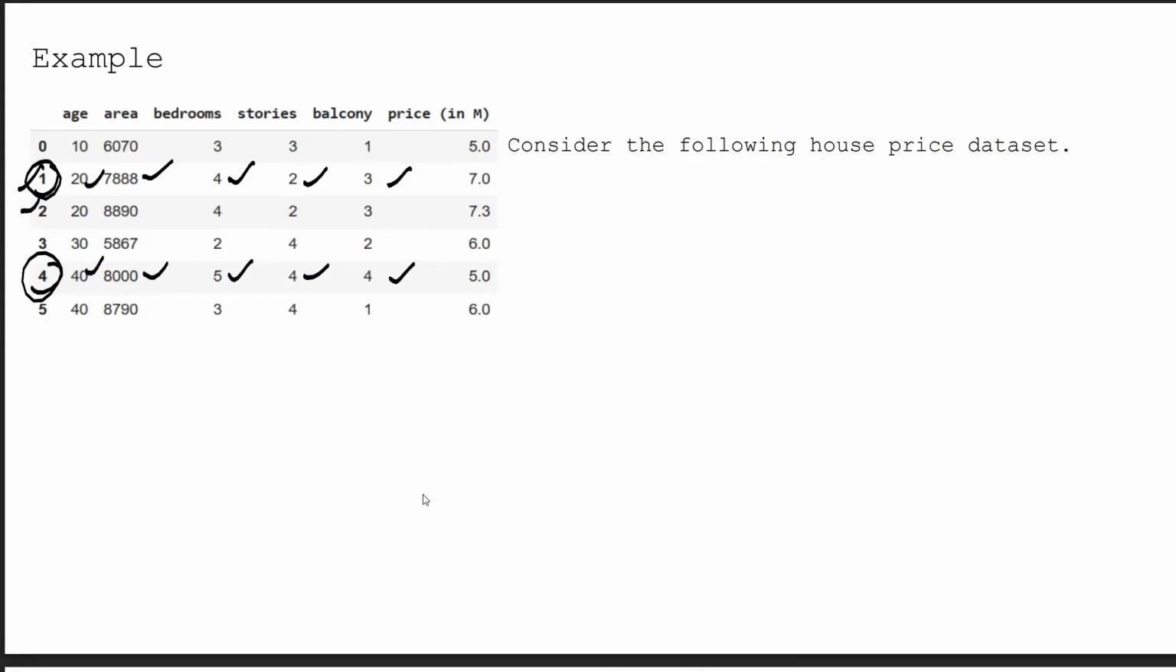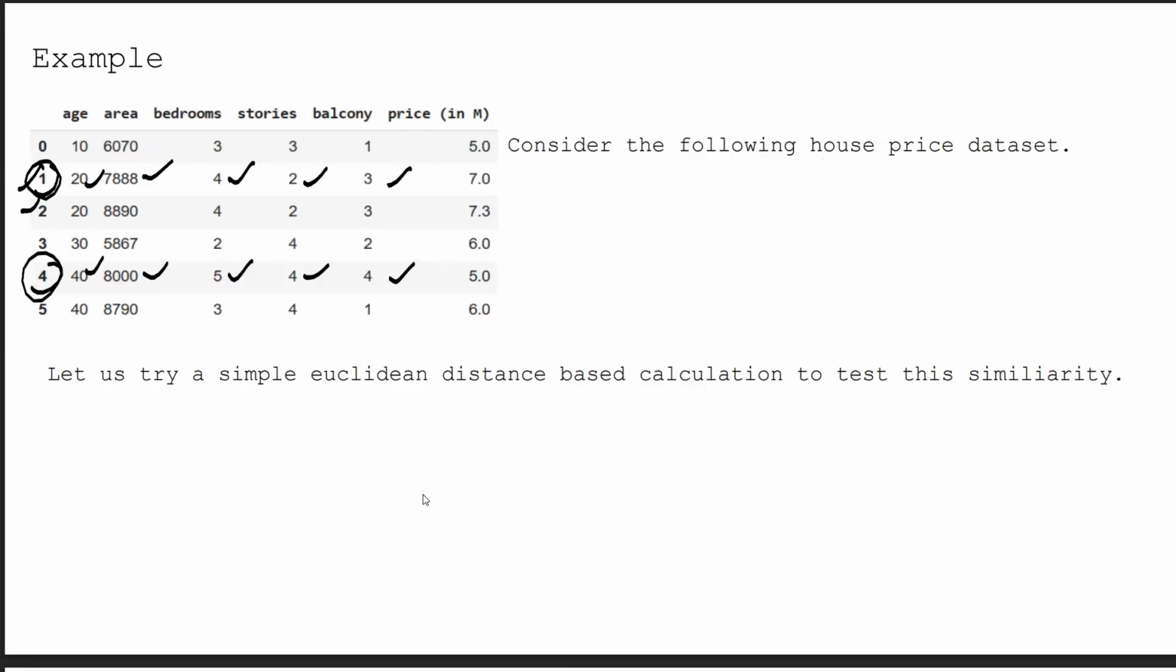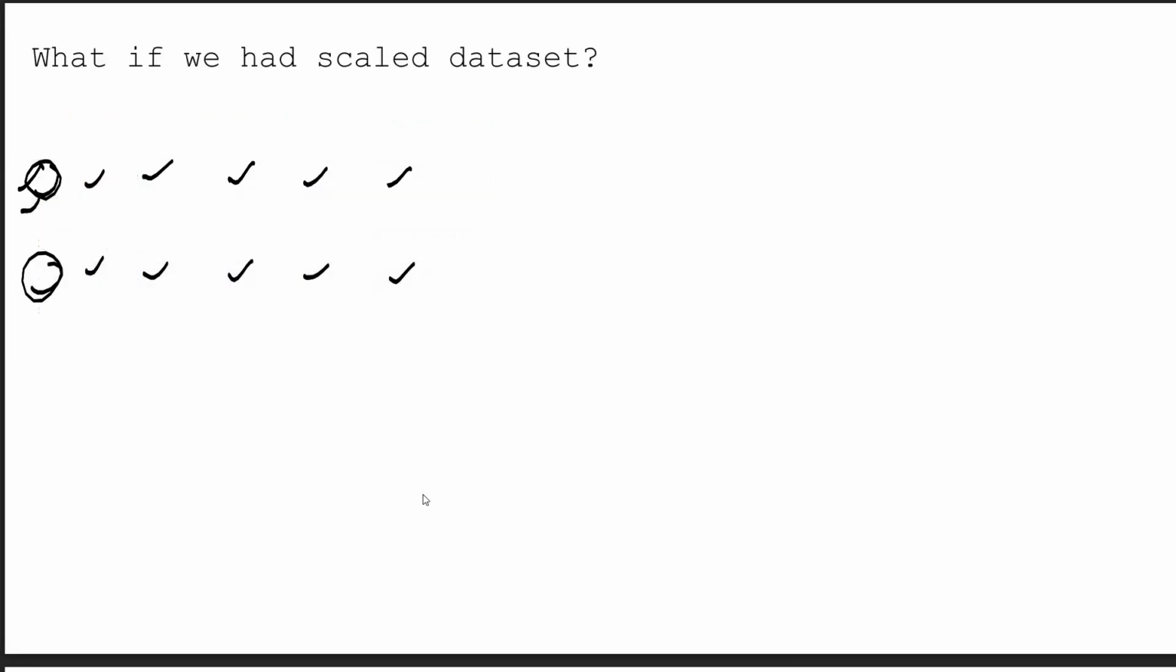And because the distance is lesser here between 1 and 4 than between 1 and 2, 1 and 4 will be considered the neighbor here instead of 1 and 2, even though by looking at the data set, 1 and 2 might look closer. And here it is creating the problem just because the area has higher magnitude value. But what if we scale the data set? Then what might be changed in the result here?